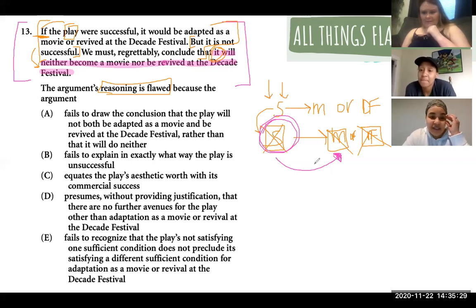That's the good of this, to see it visually and be like, okay, what did I do? Well, in my conclusion, I'm assuming if I don't have this, there's no way that I can have this. When we don't know, there's no reason for us to make this assumption.